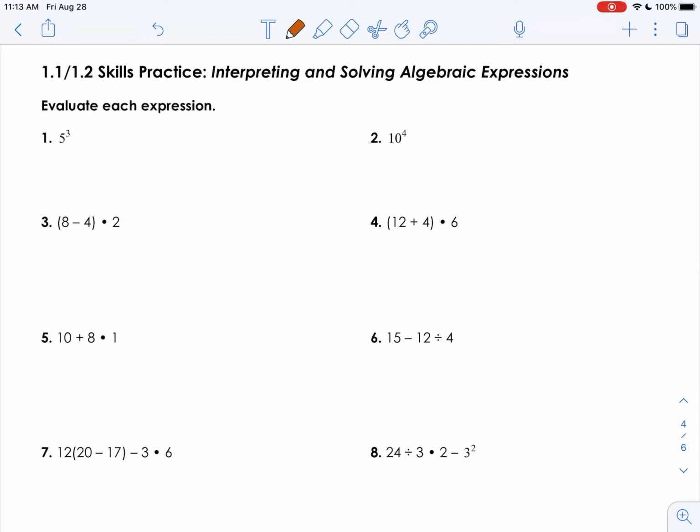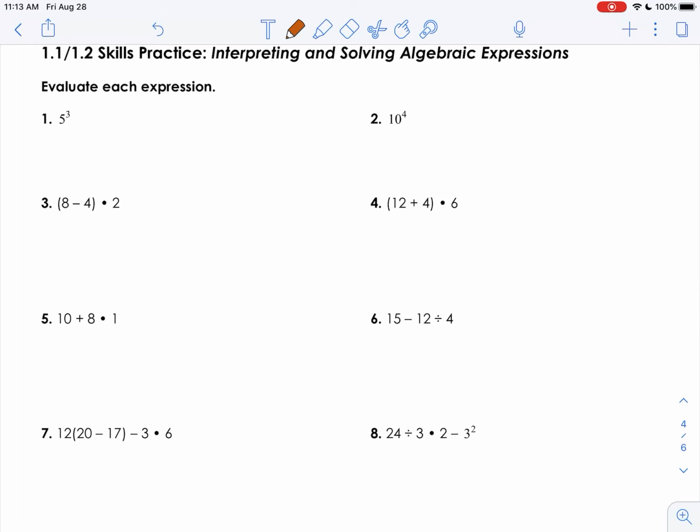In this video, I'll be going over the odd problems for the 1.1, 1.2 skills practice page, covering interpreting and solving algebraic expressions. My recommendation is that you follow along with me on each odd problem and then pause the video to solve the corresponding even problem. You'll be responsible for submitting this entire page, both the front and the back, to Canvas by the due date. I'm going to start with the first one.